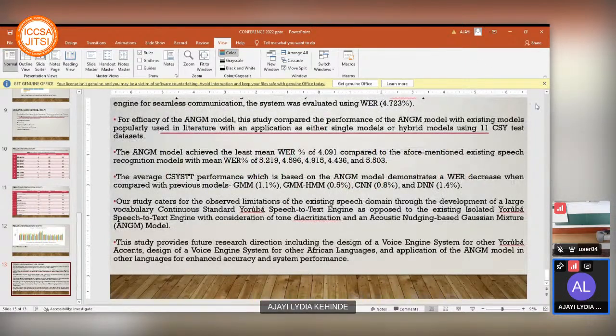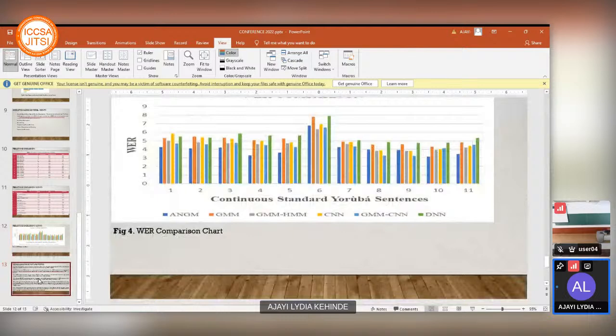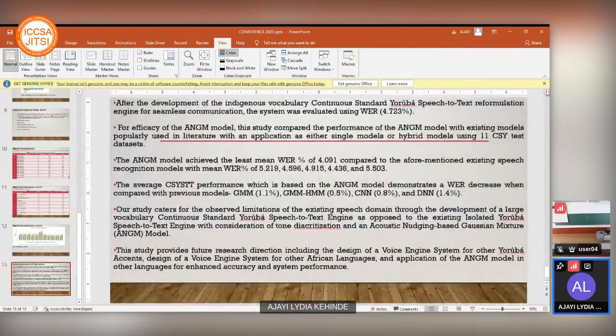So in conclusion, after the development of our indigenous large vocabulary continuous standard Yoruba speech to text system for seamless communication, our system was evaluated using a word error rate of 4.723%. We derived 4.723% word error rate. So for the efficiency of the ANGM model, this study compared the performance of the ANGM model with other existing models in literature, either as a single model or hybrid model, using about 11 continuous standard Yoruba test data sets. And our ANGM model derived an average word error rate of about 4.091 compared to other models which are listed here. And the average also was done using other models, which are also listed.